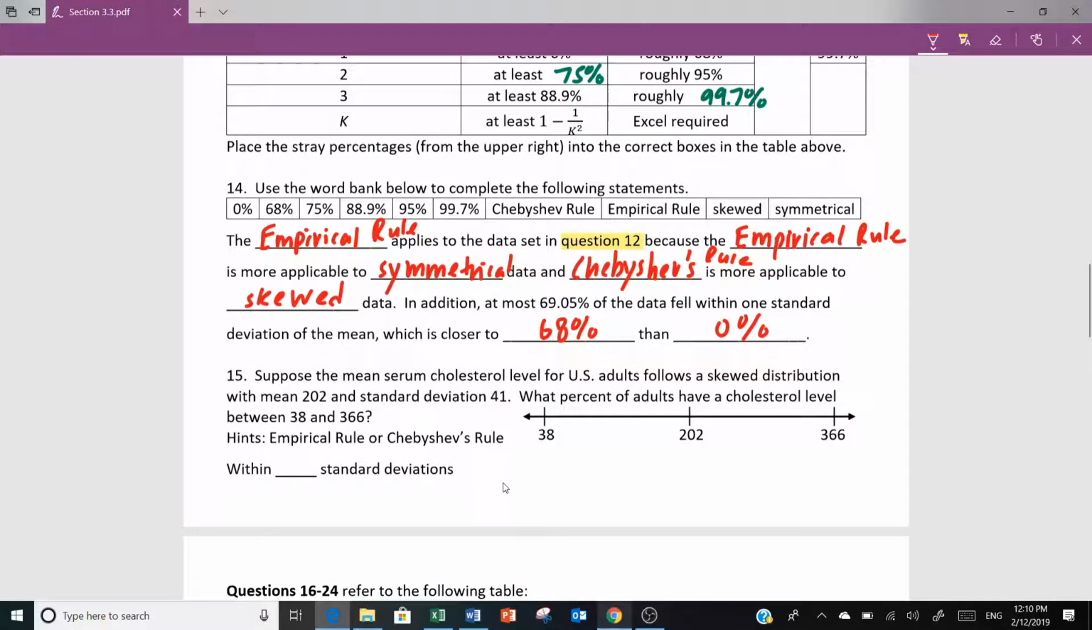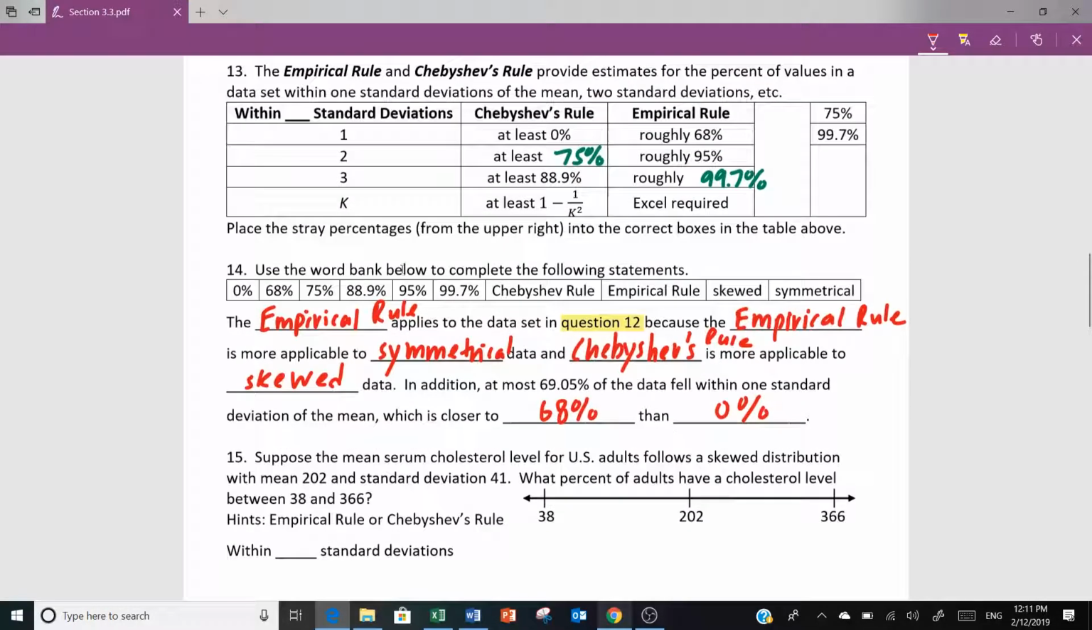Here's a harder question. We were given a skewed distribution with a mean of 202 and a standard deviation of 41, and we're trying to find the percent of adults that have cholesterol between 38 and 366. So first, we have to figure out, should we be using the empirical rule or Chebyshev's rule, and then we have to figure out within how many standard deviations the 38 to 366 is, and I gave you a number line here so that we can figure out which one of these things to pick from the chart. So let's go ahead and use our groups. We're going to need our groups for this one.